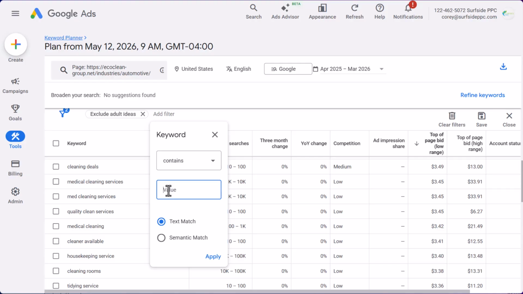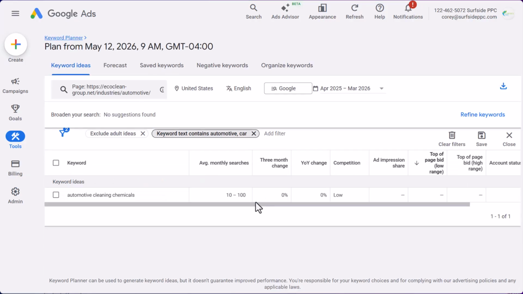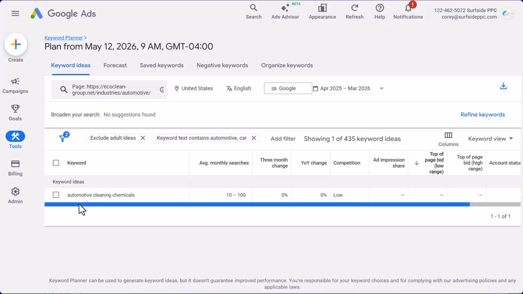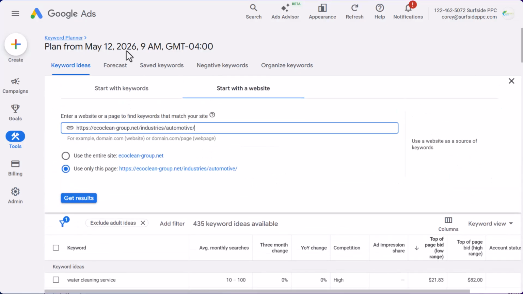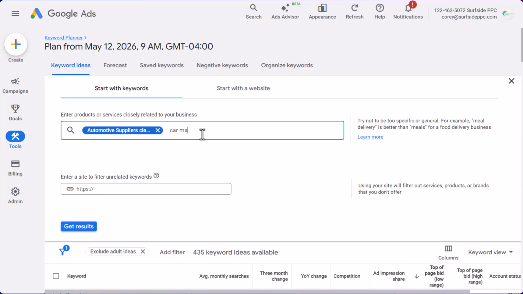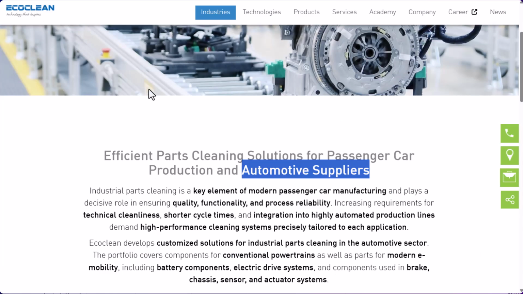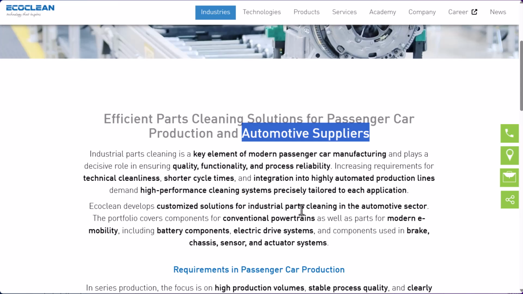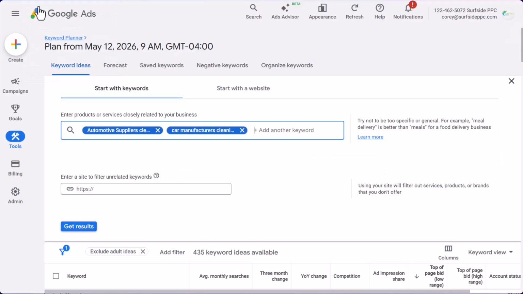Keyword text contains, and we could say automotive, car. We'll just say those two to start. Automotive cleaning chemicals. So probably not the greatest keyword to target. So I would almost look at, sometimes I'm looking at automotive suppliers, cleaning. I'm going to look at car manufacturers, cleaning, and we almost need like automotive. Yeah. So industrial parts cleaning in the automotive sector, automotive industrial cleaning.